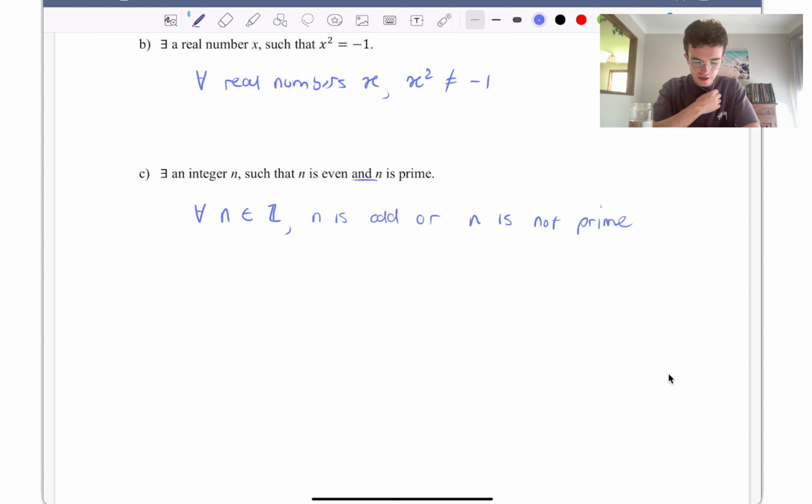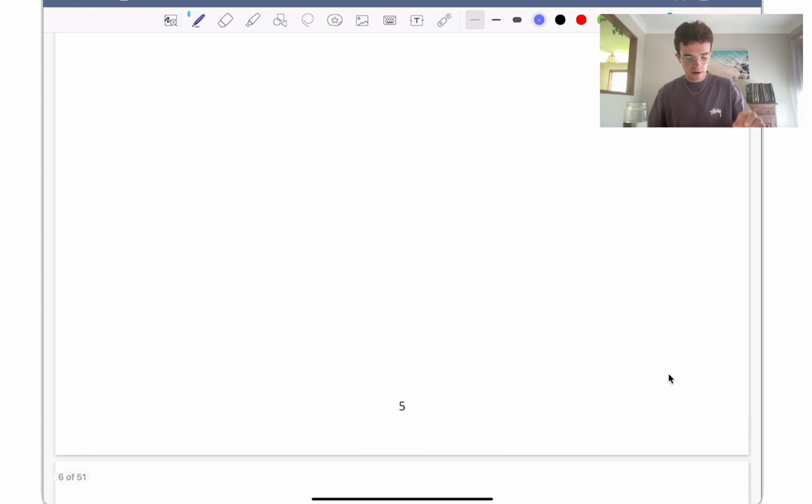N is odd. I think that's a false statement there. N is odd or n is not prime. That's definitely not true, because that's not true for all n. That might be true some of the time, but it's definitely not true for all n.